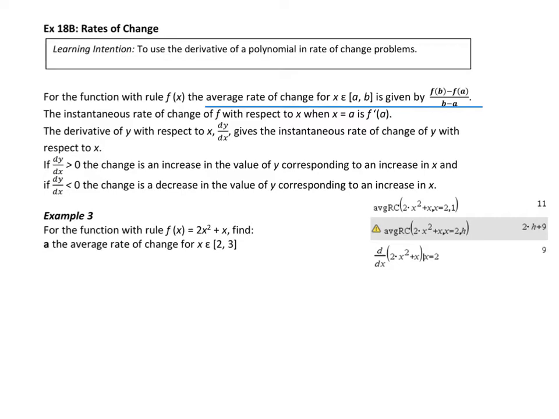The instantaneous rate of change is the rate of change at a point. It is not over an interval. So it is always at a point on the graph.